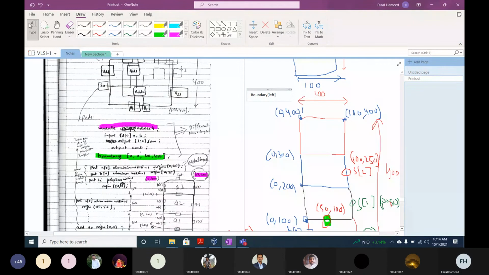Left, bottom, and top, right. Okay. So 0, 0 is for the left bottom, and what about 100, 0?